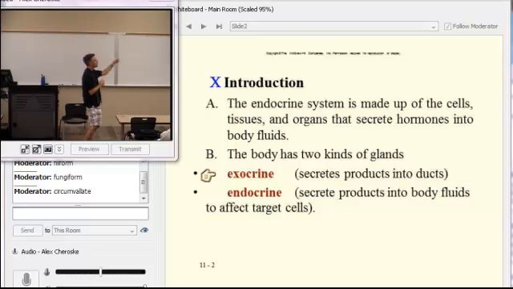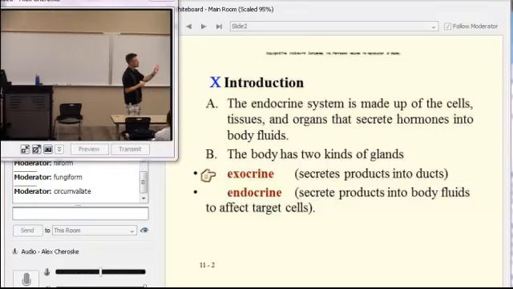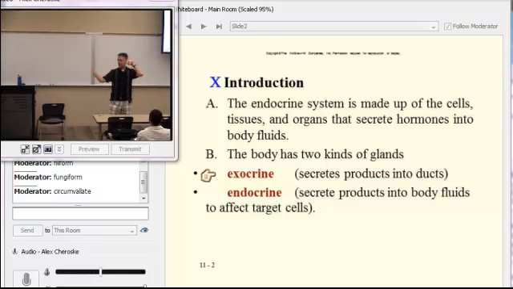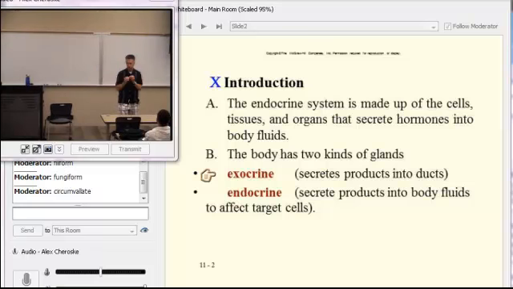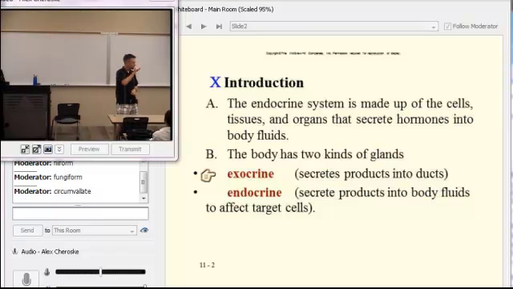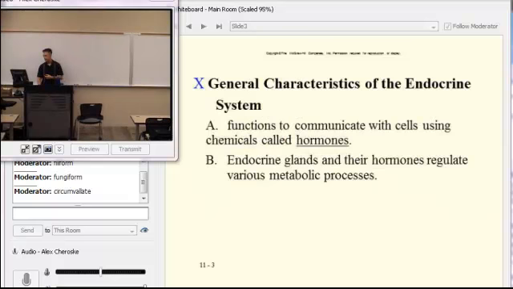Endocrine glands are different. They produce a secretion, but they don't have a duct. They just dump their secretion right into the blood, and the blood is what transports it around. And it's long distance as opposed to right in the local area. Okay? So that's the difference between an endocrine gland and an exocrine gland.